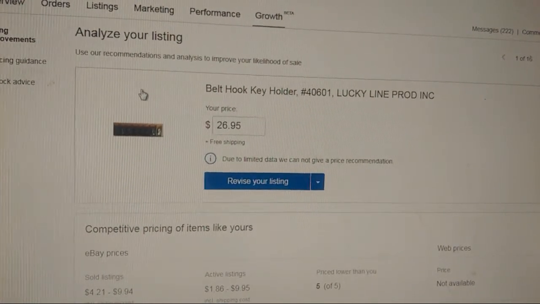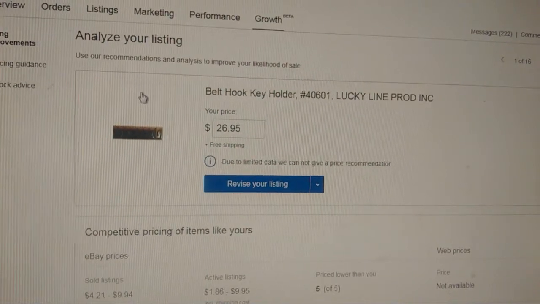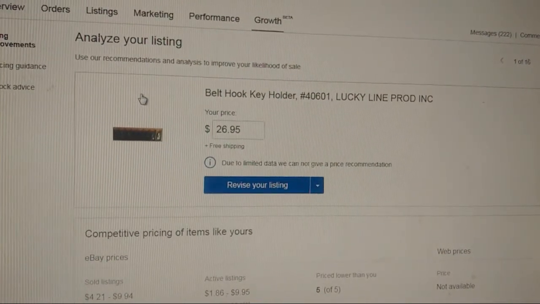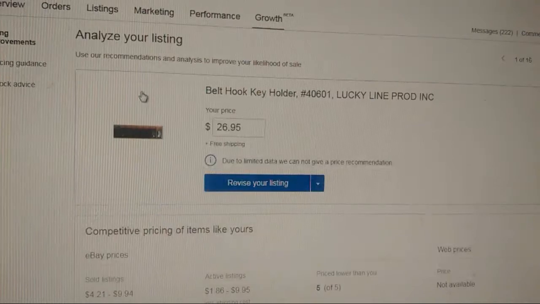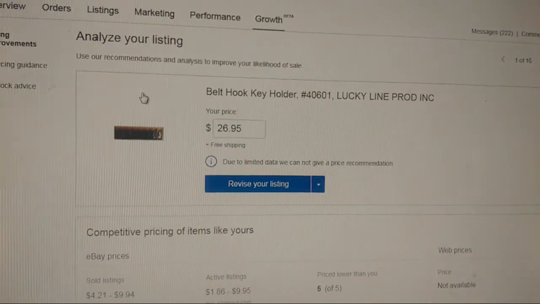You have to keep in mind what you spent for your items and the profit you're looking for. I'm going to show you some things that I compare to determine whether or not I'm going to change my price, because sometimes the system can be a little bit flawed, and I'll show you what I mean.